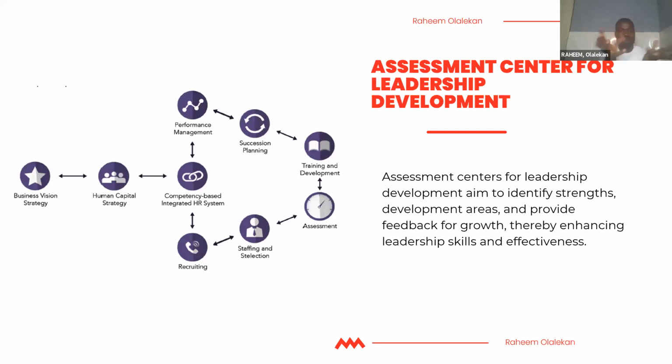Now, this is the network of the assessment center and how it works around the business vision and strategy. From the business vision and strategy, it moves to the human capital strategies, meaning as an HR, you come up with a strategy that works for your own business. Individual businesses have their own peculiarities. What works for him may not work for me. So as a human capital specialist, HR officer, or talent management officer, you come up with strategies that work with your own organization. It is this strategy that you now design towards your competency-based integrated HR system.